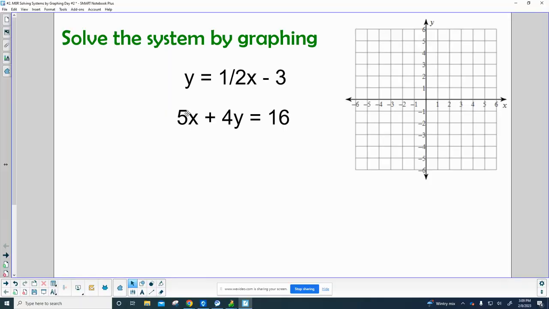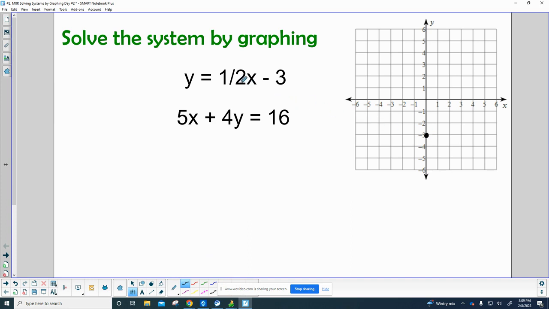Right, so we're talking about solving systems right now in our unit. Here's a couple of questions that should look familiar, that we've done these types before. So we're going to solve this system by graphing. The first one has a y-intercept of -3, so we're going to make a dot on the y-axis at -3.